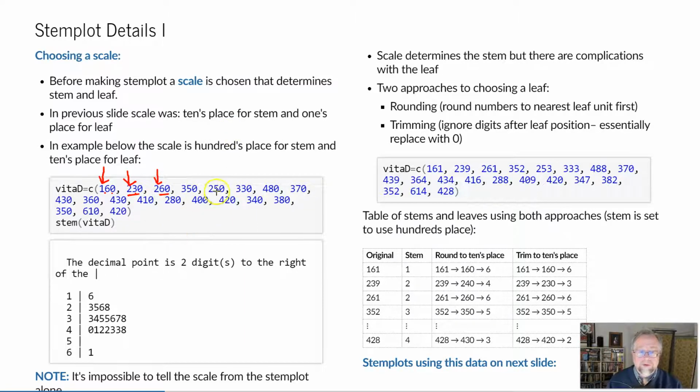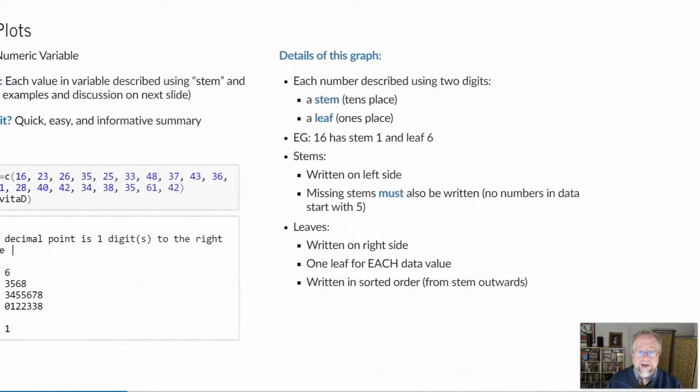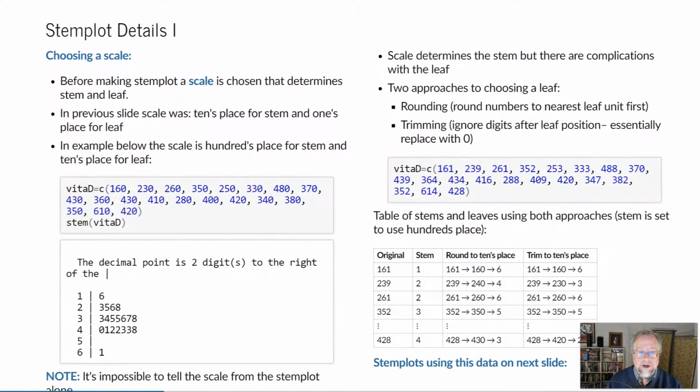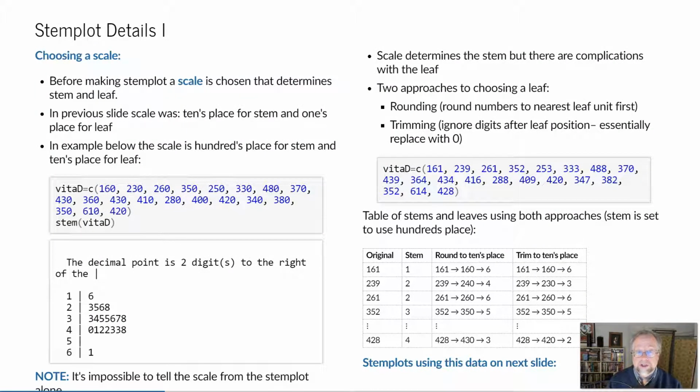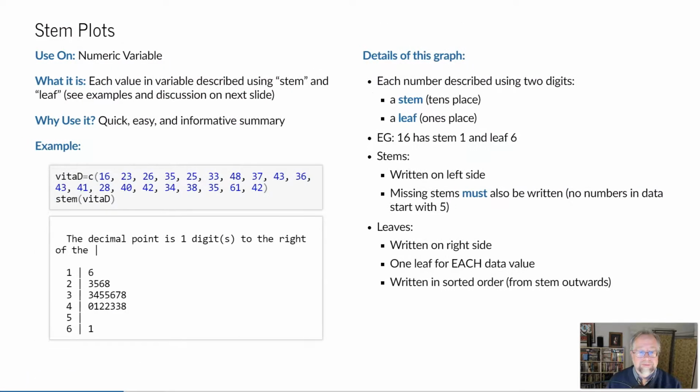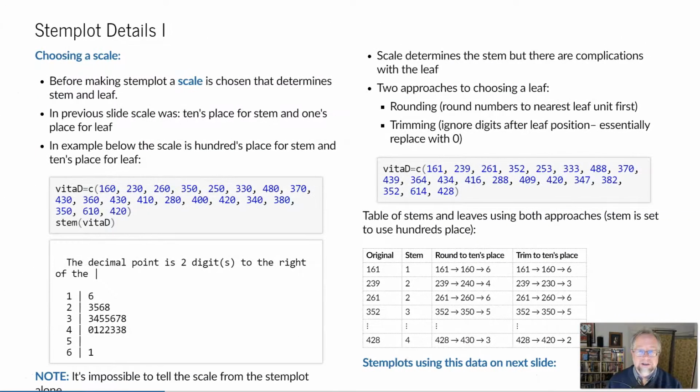Now I want to point out that if you compare this data set to the last, they're quite different: 16, 23, 26, 160, 230, 260, but the stem plots look exactly the same. Let me try drawing that again. There we go. So you can't tell about the scale of the original data just from looking at the stem plot.